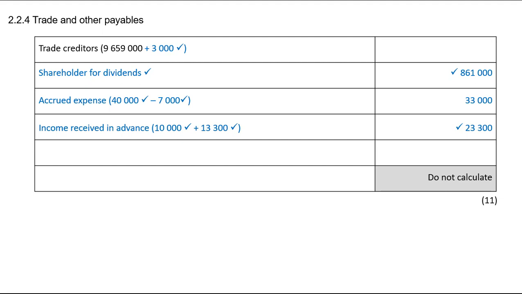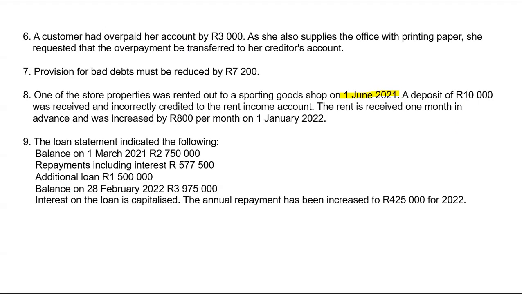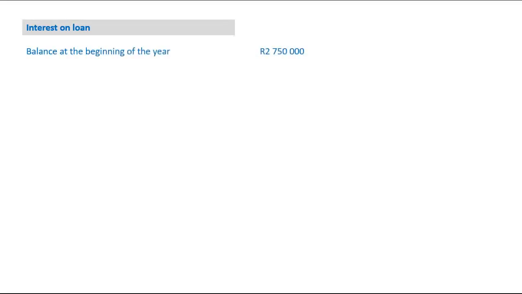All right, that's it. Let's go to the next one. It's about the loan. They gave you the balance at the beginning of the year, repayments of 577,500, additional loan of 1,500, balance at the end of the year, it's 3,975. Guys, you just have to do that little table. Please check interest expense under the playlist. I always refer you to other videos that will help you understand the concept, because right now I'm just doing the paper, hoping that you watched other videos where I explained everything thoroughly.